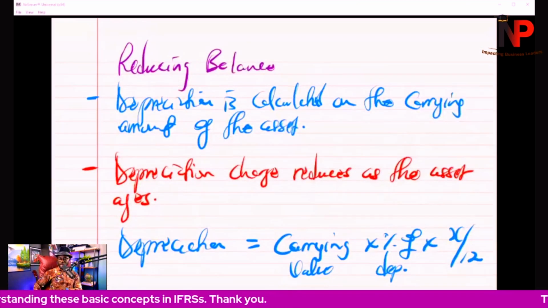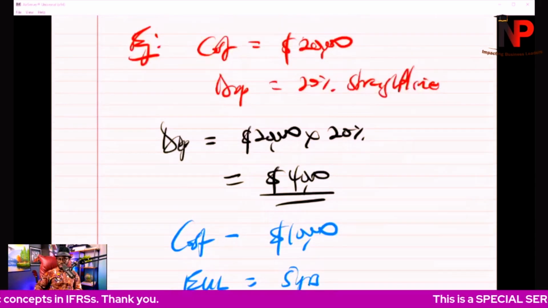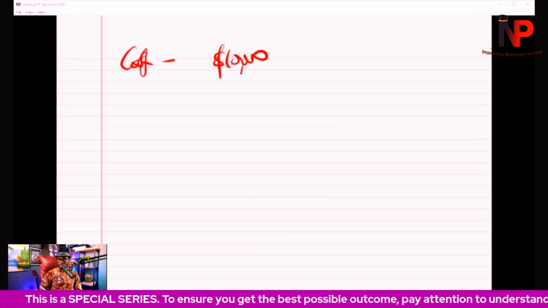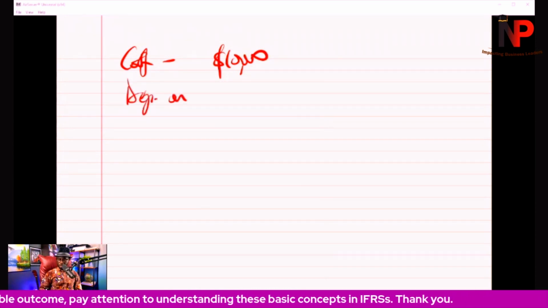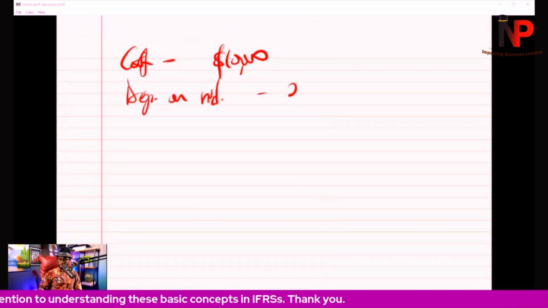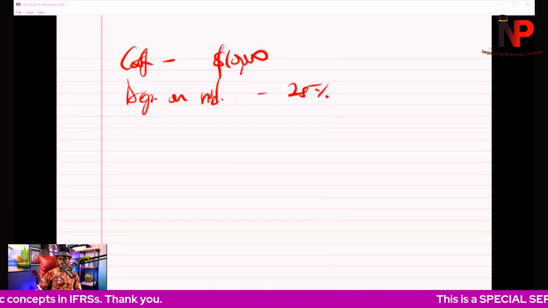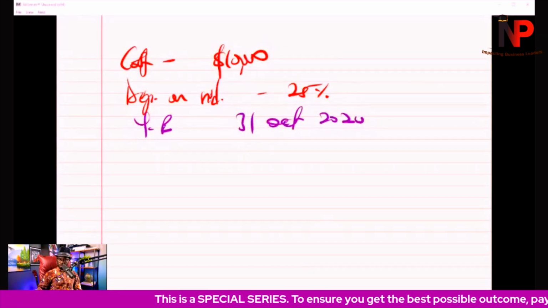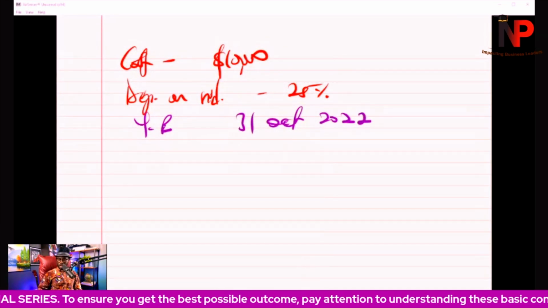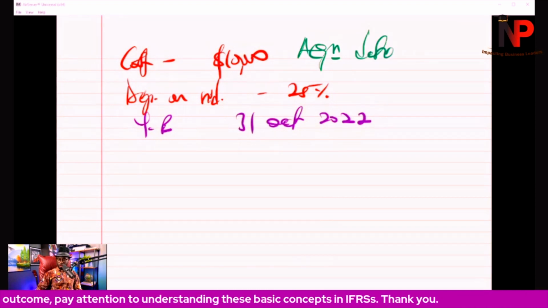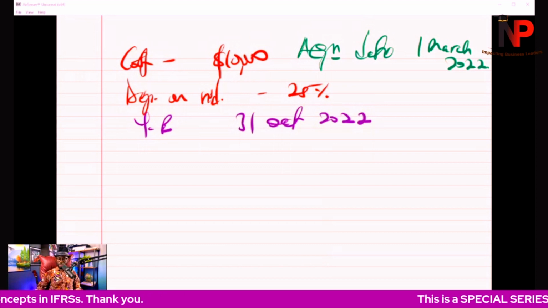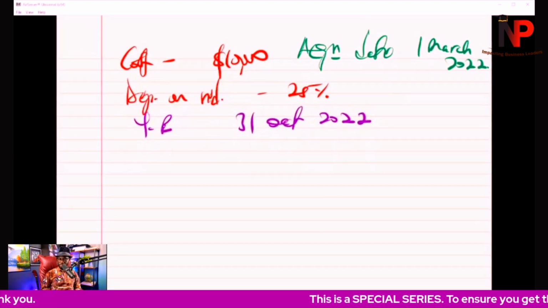Okay, so if I go back to my illustration here, in the reducing balance method, let's assume that the cost of the asset is $10,000. The depreciation rate on a reducing balance basis, let's say 25%. And let's assume that the year end of the company is 31st October 2022, and that the asset was acquired on 1st March 2022. Just using that as a guinea pig for my illustration.